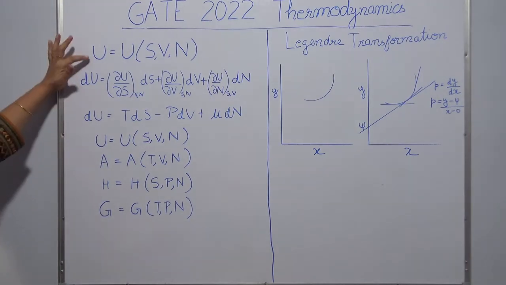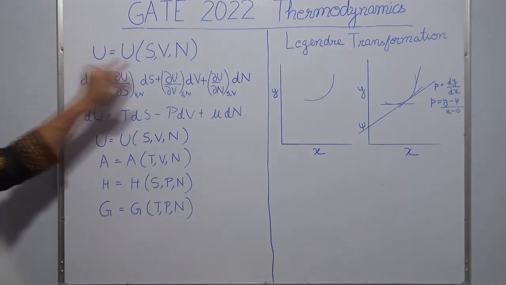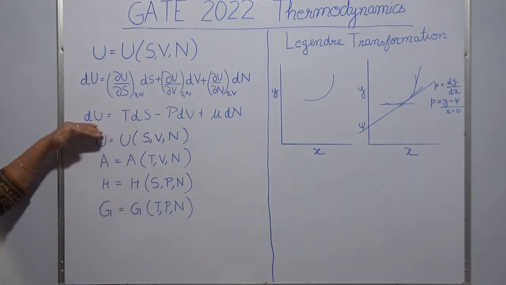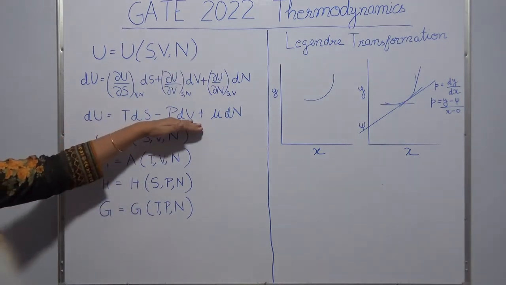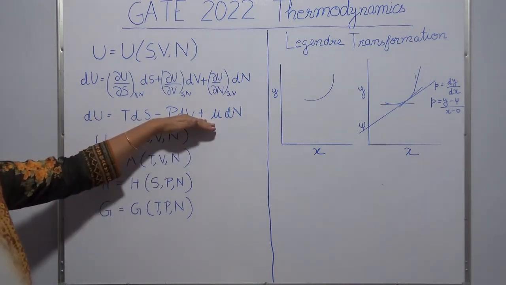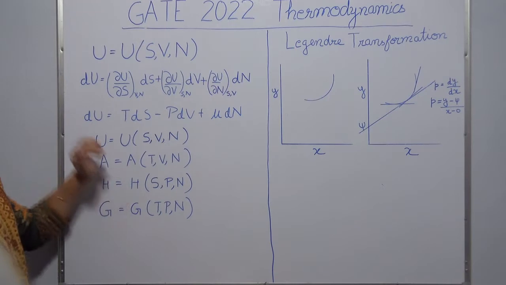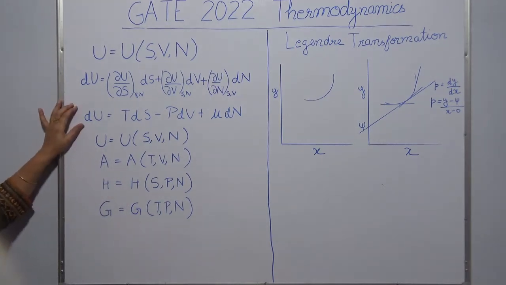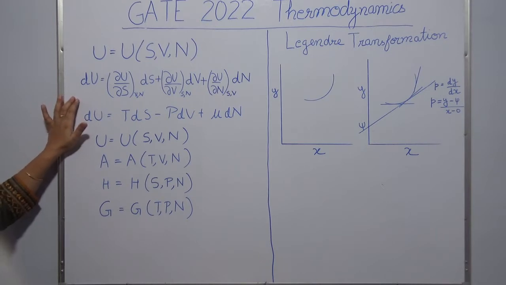Okay, so you know that U is a function of S, V and N. And you might have also seen this equation that dU is equal to TdS minus PdV plus mu dN. Okay, this is a fundamental equation. It contains all the information which you need for the system. So that's why this is known as a fundamental equation. This is also known as Gibbs equation.